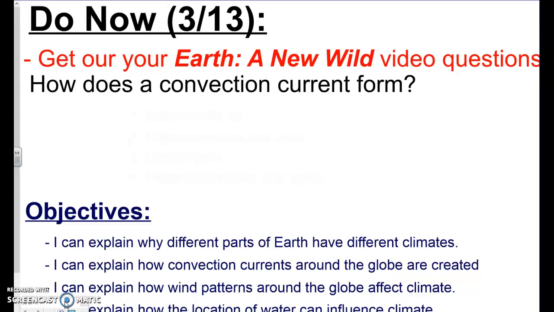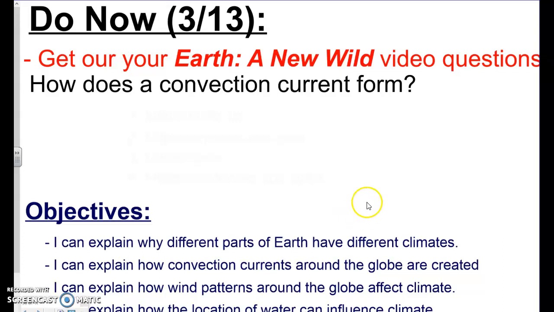This is the Wednesday, March 18th lesson, and we're going to talk about convection currents and the wind. If you have already done these notes, you may be able to go ahead and skip to the questions for the notes packet on this homework quiz. So first thing, the question for the day, the do now, was how does a convection current form? And we narrowed it down to a couple of steps.